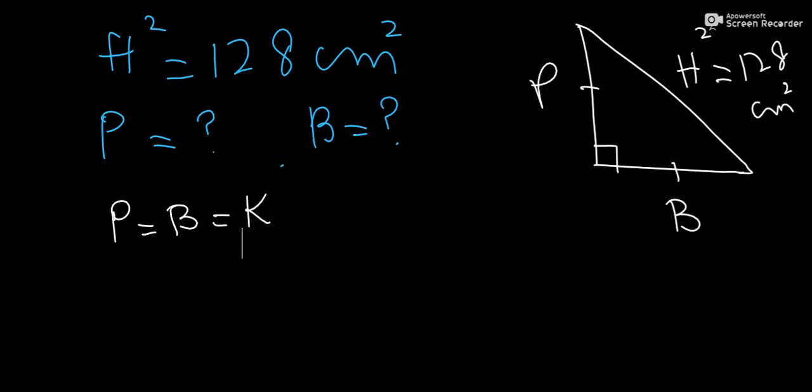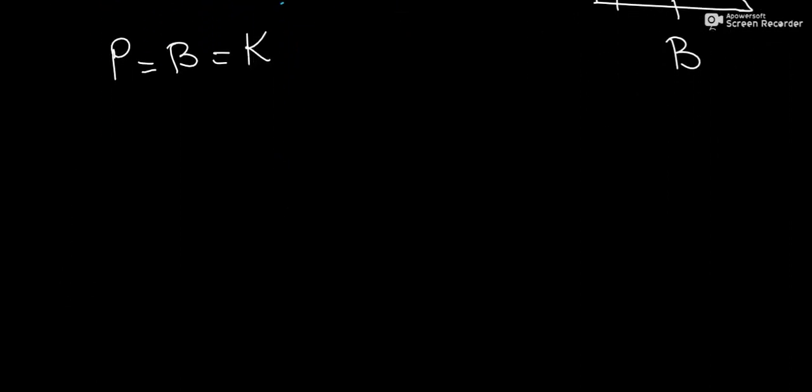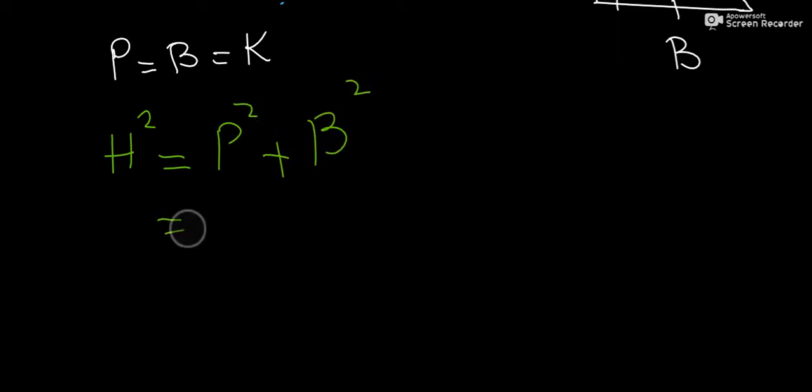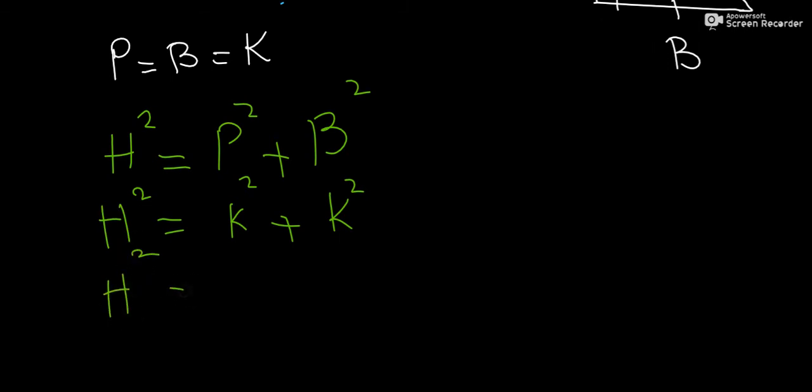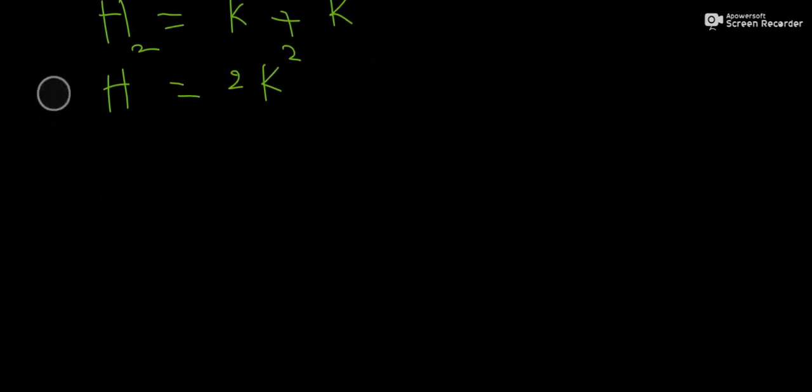Got it? Okay. So now we have the Pythagorean formula or theorem, which is H square is equal to P square plus B square. And this is the K, so that is K square, and this is the K, so this is K square, and this is the H square. So H square will be 2K square. Got it? Now we know that H square, the square of the hypotenuse, is given as 128.